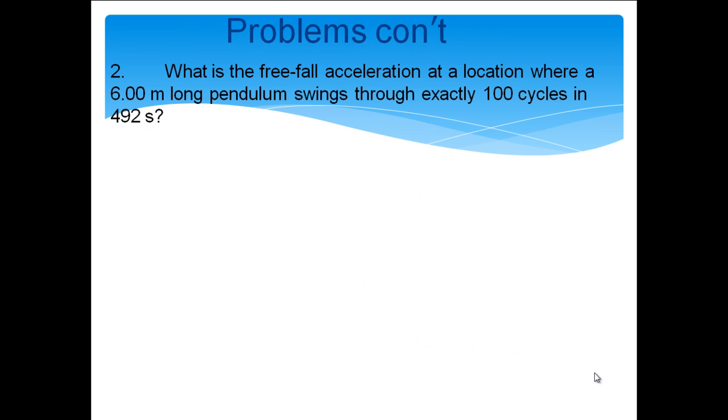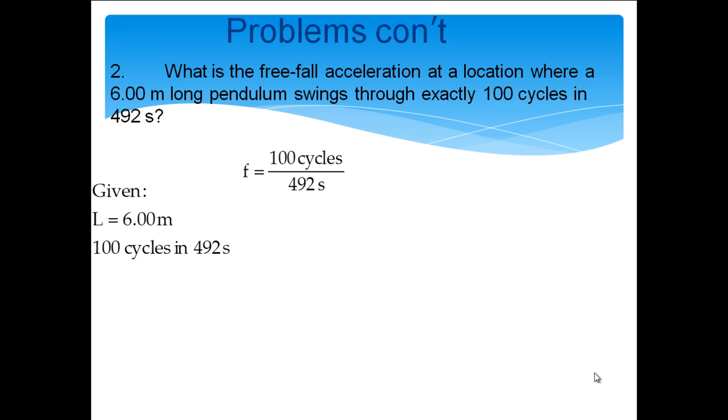What is the free fall acceleration at a location where a 6-meter long pendulum swings exactly through 100 cycles in 492 seconds? So we have 100 cycles in 492 seconds. Sounds like some frequency stuff. We can get the period from that. So we're given that L equals 6 meters. We're also given 100 cycles in 492 seconds.